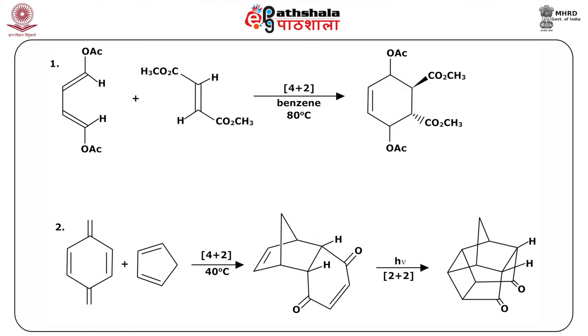The stereospecificity of these reactions should be evident. In the first example, the acetoxy substituents of the diene have identical E configurations and they remain cis to each other in the cyclic adduct. Likewise, the ester substituents on the dienophile have a trans configuration which is maintained in the adduct.